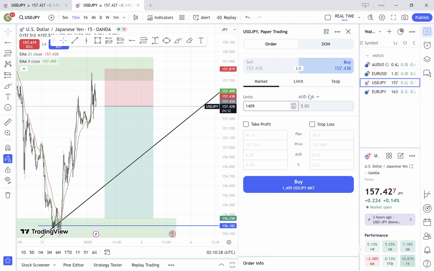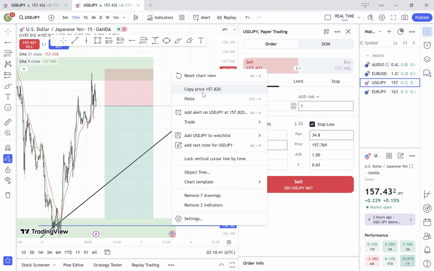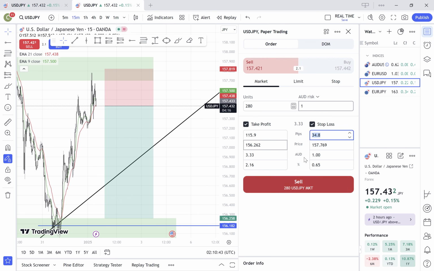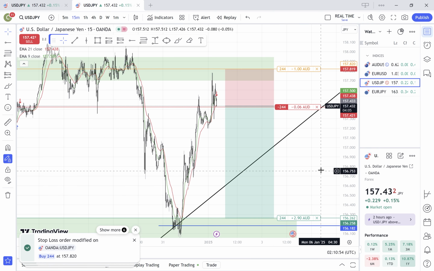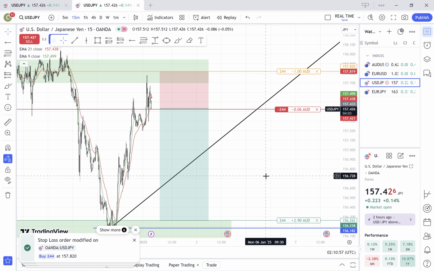So let's go into our market, and I'm going to risk $1, have our take profit at about that level, and our stop loss around that level, and our risk of $1, and let's hit sell and see if it works well. Okay, so taking a trade here, let's see if it goes down to that point. We would make $3 or lose $1.